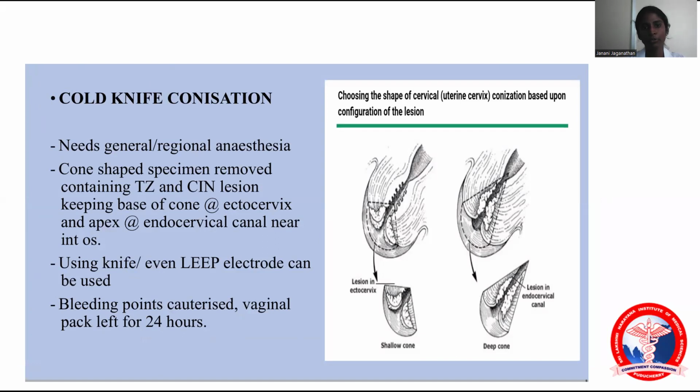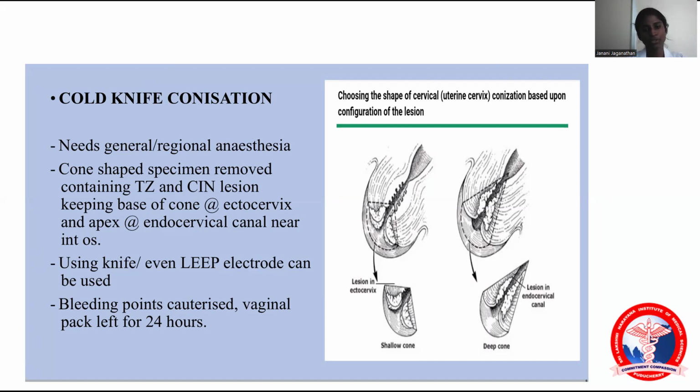Another procedure is conization. The previous excisional procedures, LEEP, LLETZ and NETZ, require only local anesthesia. That is an advantage with those three procedures. But conization requires general anesthesia or regional anesthesia. Here, cone-shaped specimens are removed containing the transformation zone as well as the abnormal CIN lesion, keeping the base of the cone at the ectocervix and the apex of the cone at the endocervical canal near the internal os. A knife or even a LEEP electrode can be used for this conization procedure.